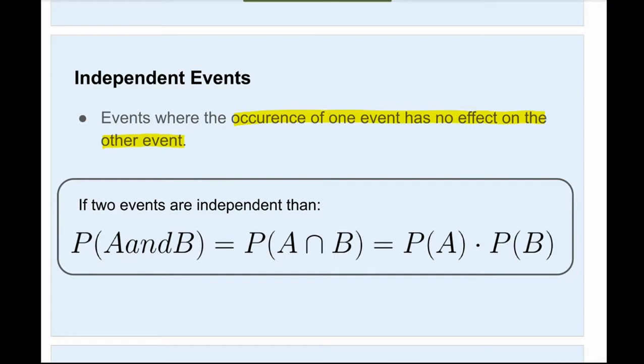If two events are independent, then the probability of A and B, a key thing we're going to be seeing, is equal to, and this is just another way to represent A and B, an intersection. So A intersection B, or A and B, is equal to the probability of A times the probability of B. This is different because we're multiplying the probabilities of the two events together.